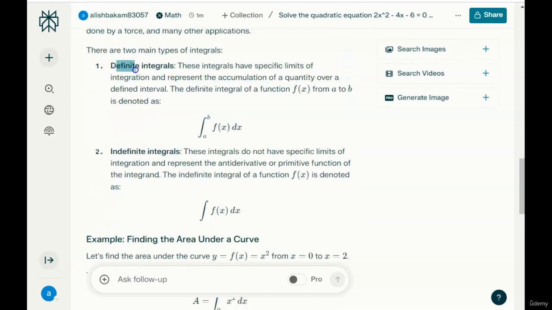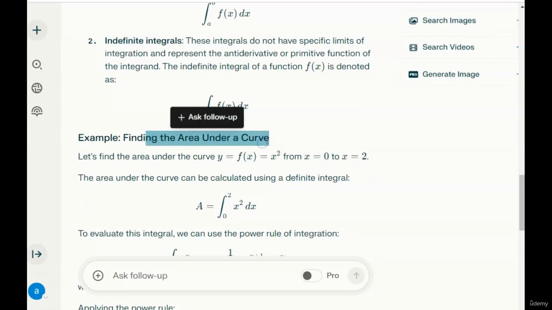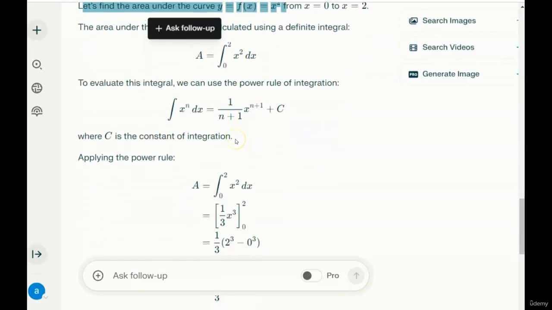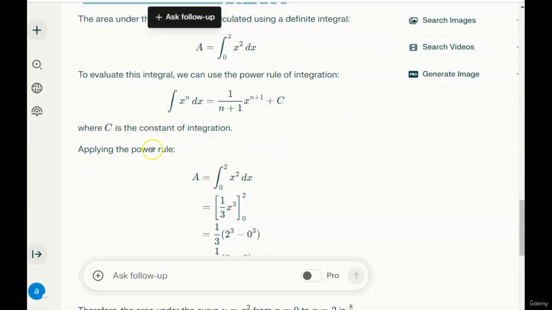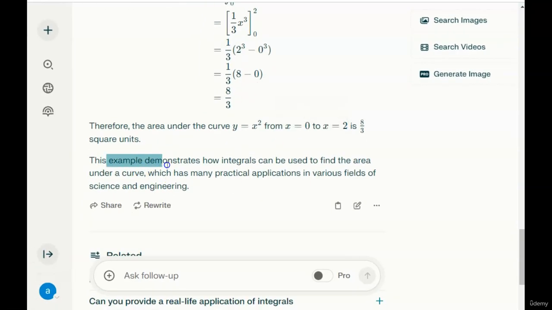So it says that there are two main types of integrals, which are definite and indefinite. And then it gives an example for finding the area under a curve. It says, let's find the area under the curve, which is y equals f(x) equals x squared from 0 to 2. And then you put your values here, and then the integral will solve the equation. And after applying the power rule, you will see the value of x cubed over 3 from 0 to 2 is 8 over 3. So it says that this example demonstrates how integrals can be used to find the area under a curve, which has many practical applications in various fields of science and engineering.